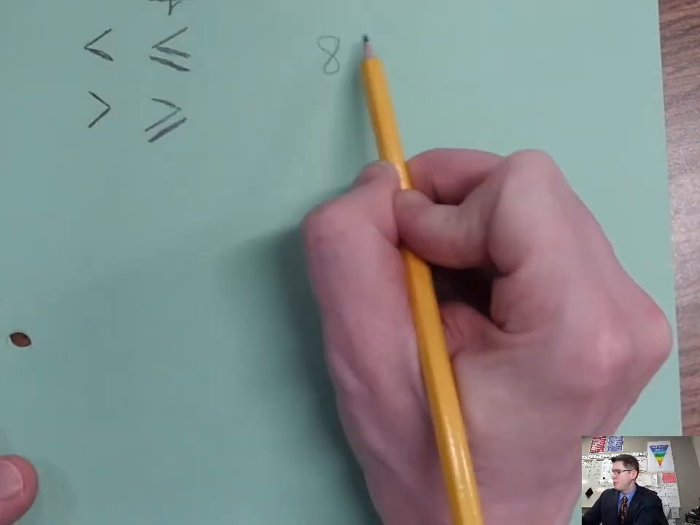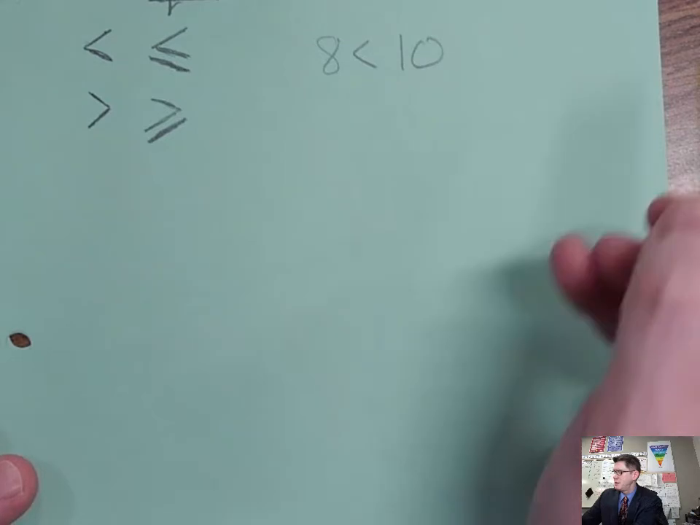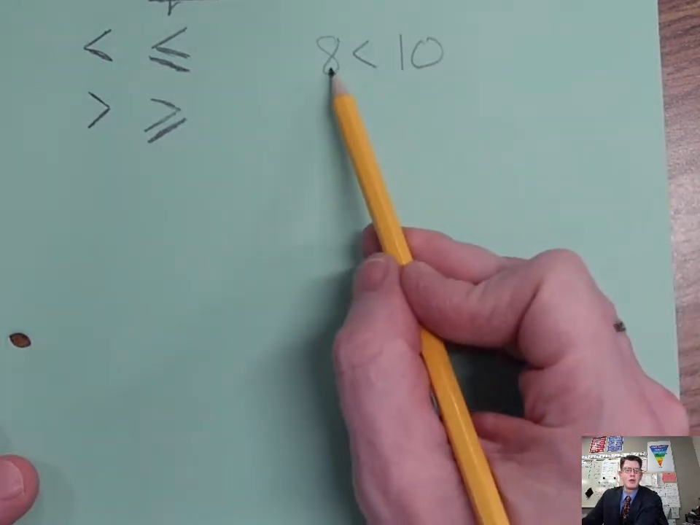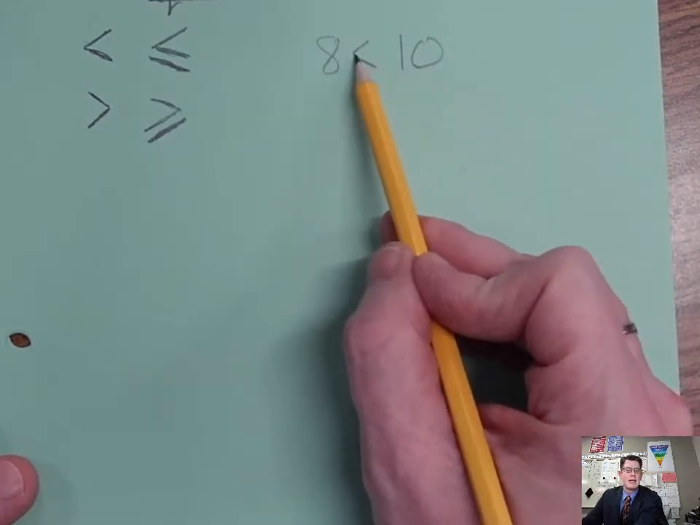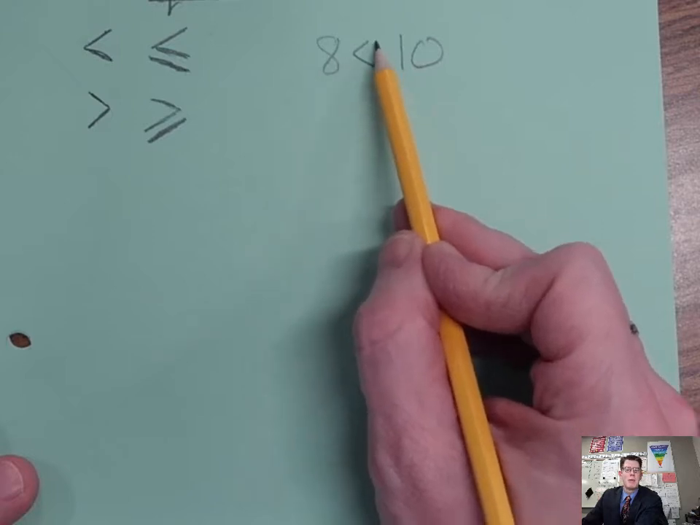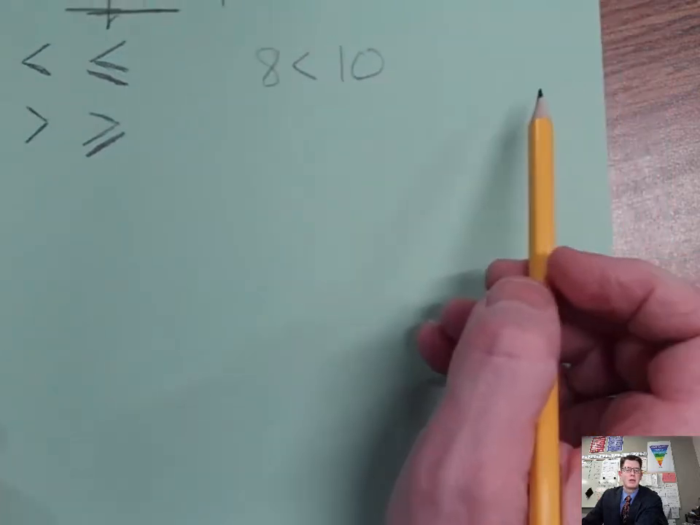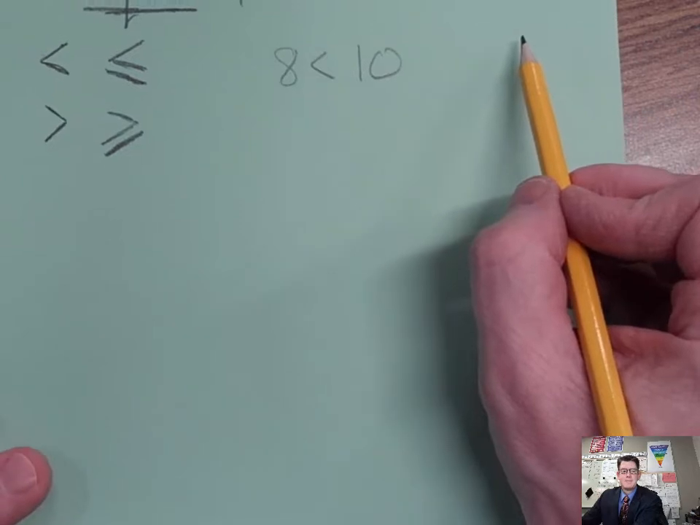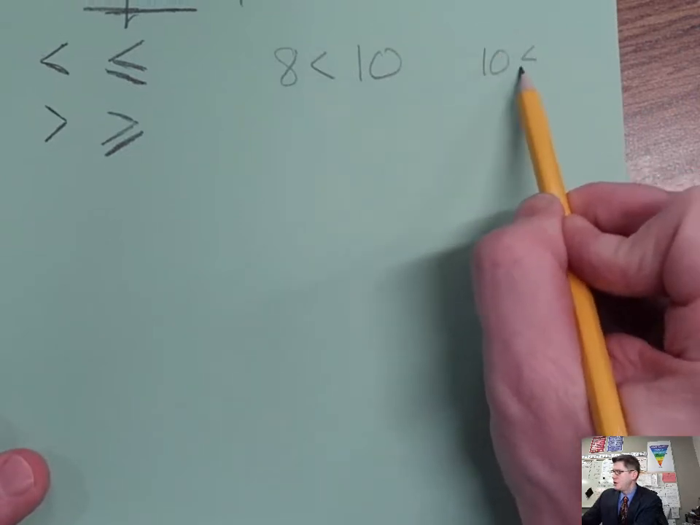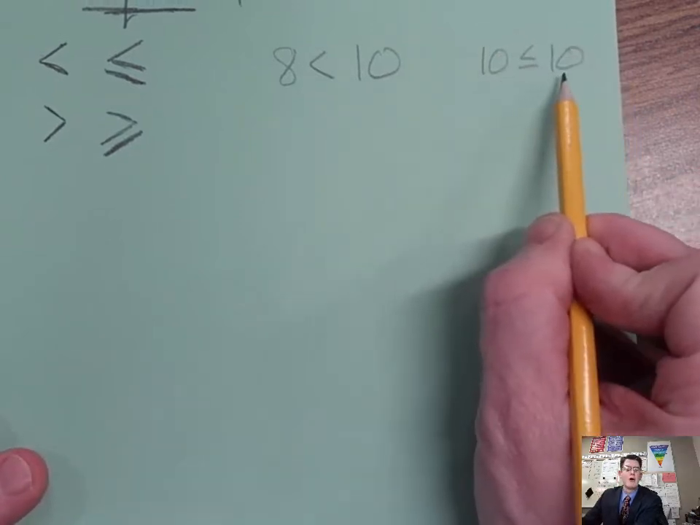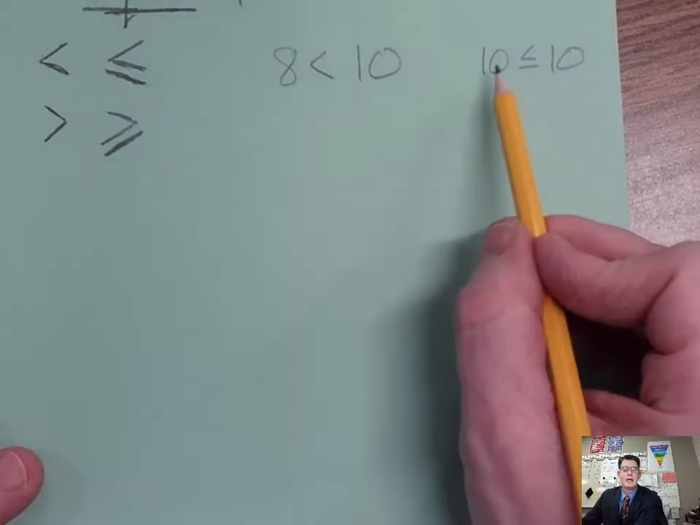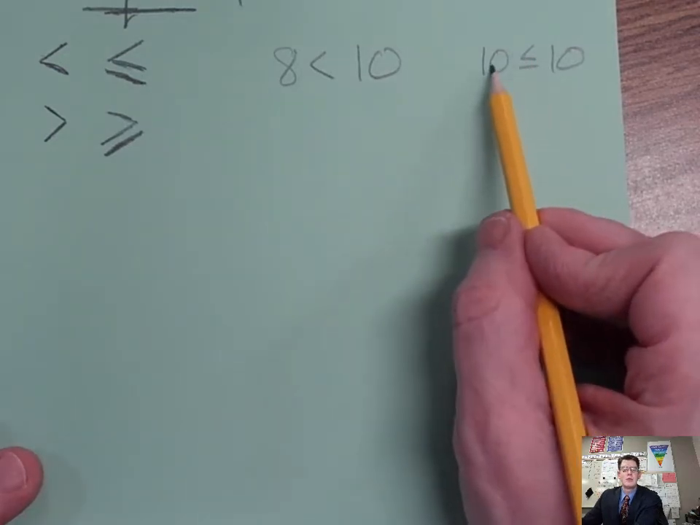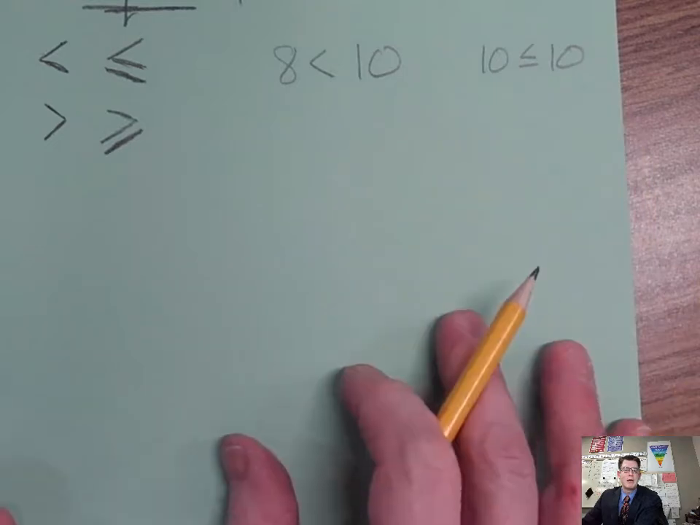For example, 8 is less than 10. We know that that's true, and it means 8 is less than 10. The smaller part is towards the smaller number, the bigger part is towards the bigger number. And if this isn't too confusing, 10 is less than or equal to 10. Is that correct? Yes, because it's less than or equal to. It can be the same item.